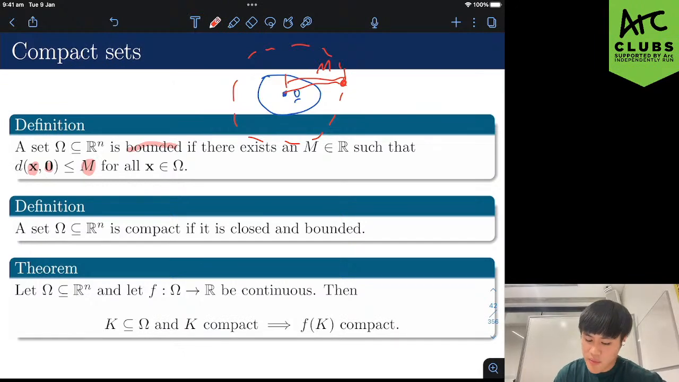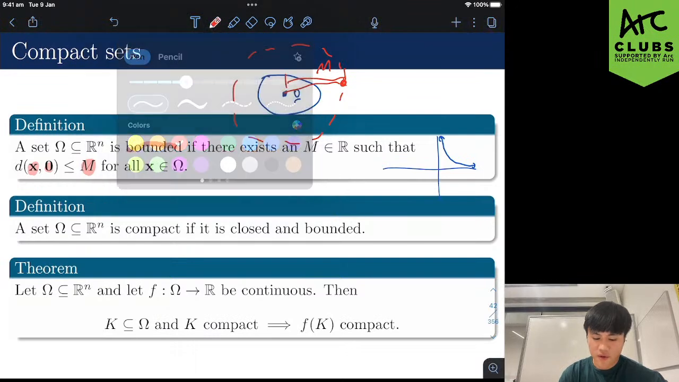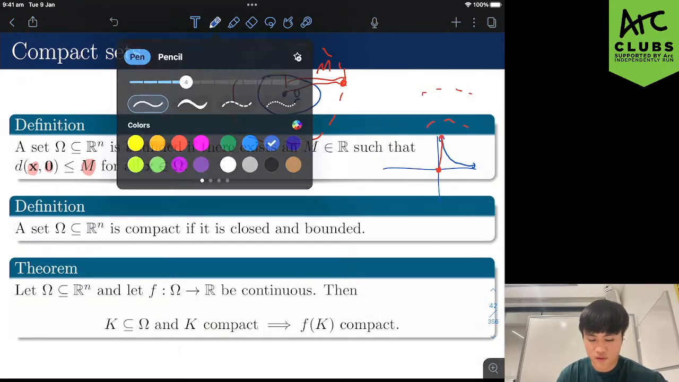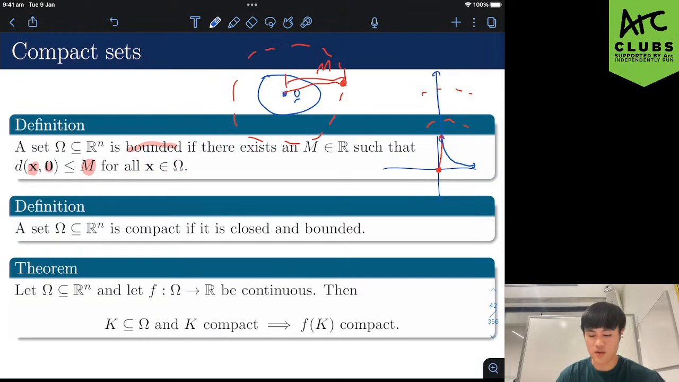An example of when it's not bounded is if you have some graph like this that goes up to infinity. If we choose the origin, no matter what m we choose, we can't enclose all of the values of this hyperbola because it just tends to infinity. So this here is not bounded. Compact is if it's both closed and bounded.